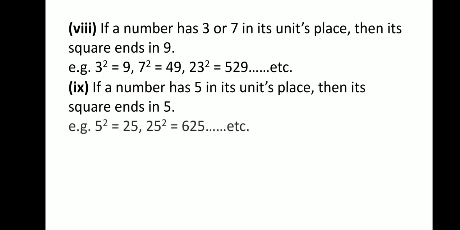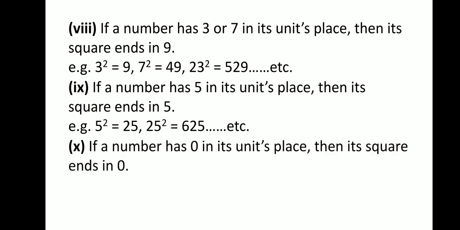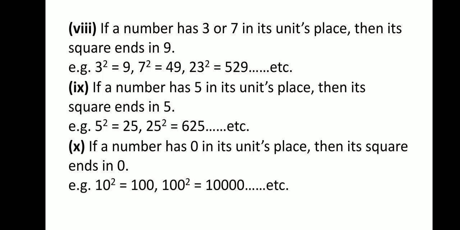For example, 5 square is equal to 25, 25 square is equal to 625. Likewise, you can consider other examples also in which a number has 5 in its units place. If a number has 0 in its units place, then its square ends in 0. For example, 10 square is equal to 100, or likewise you can take more examples.